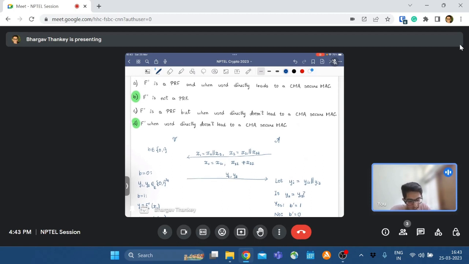Okay, what about option A? Option A and option C both state that F prime is a PRF, so they are clearly wrong. So B is true implies A and C are wrong, and we are left with D. D states that F prime when used directly does not lead to a CMA secure MAC. Well, this is true because for a CMA secure MAC we need the function F prime to be a PRF, right? But it's not a PRF, so D is also true. It won't lead to a CMA secure MAC. This is fine.